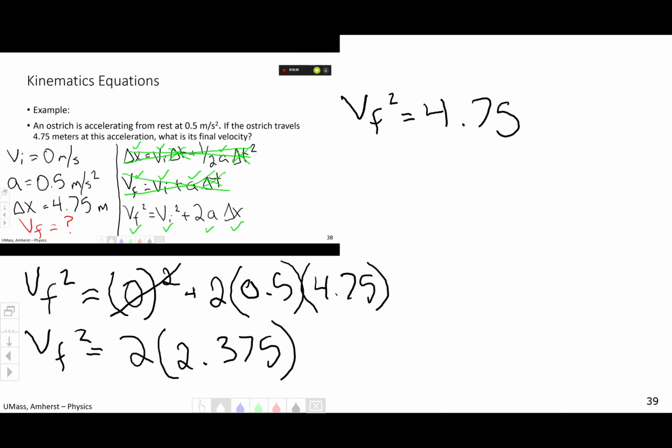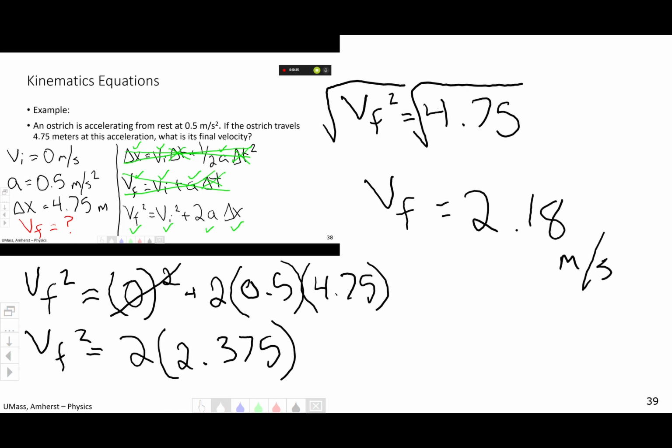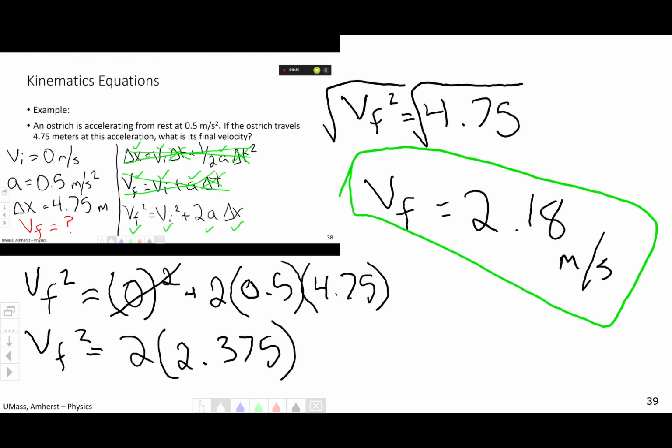Now, we might be tempted to say, yay, we're done. But we are not done, because notice we have found Vf squared. So in order for us to finish this problem, we need to get rid of that square with a square root. So Vf equals the square root of 4.75, which is going to be 2.18 meters per second. And there we go. We have solved the problem. All right.